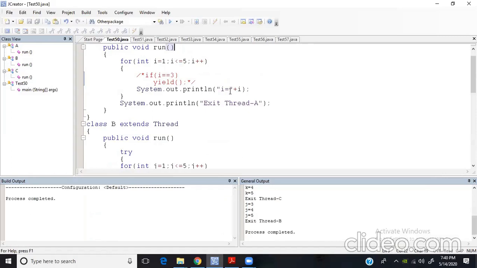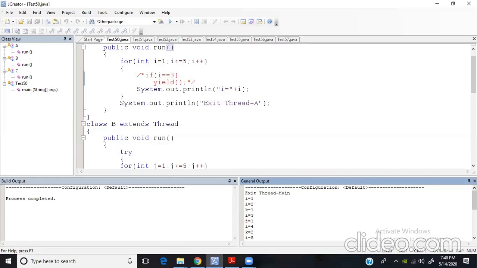Look, threads are getting executed I, J, K in different manner. First I, 1, 2, then K gets processed, rather thread C gets processed. So K executed, then again I, then again J. I for thread A, J for thread B, and K for thread C. So one after another, the threads are getting executed.